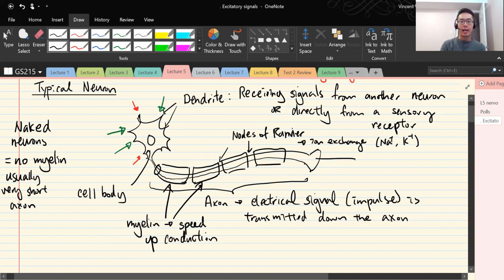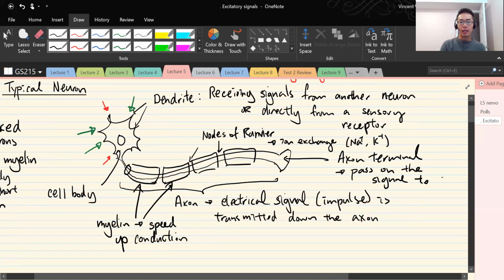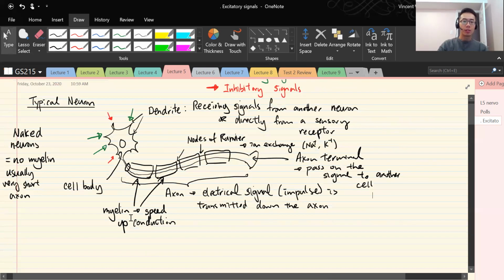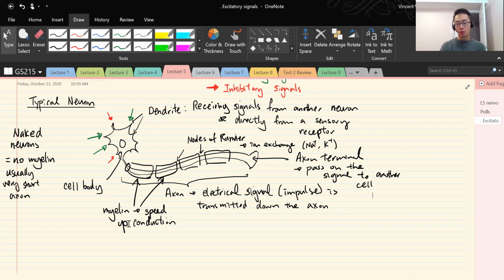And when the signal gets to the very end, this is called the axon terminal. The axon terminal will pass on the signal, the impulse, to another cell. Again, usually a neuron, but it could be something else as well. So that's your typical neuron. Do they all look like this? Absolutely not. Some have, like I said, two tails. Some have special morphology, but for the most part, that's what they are.